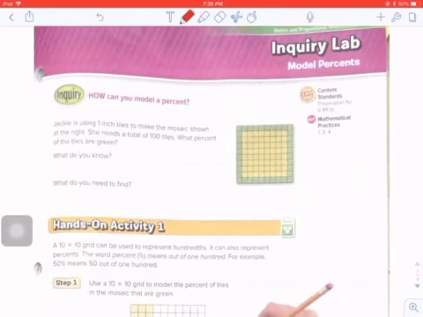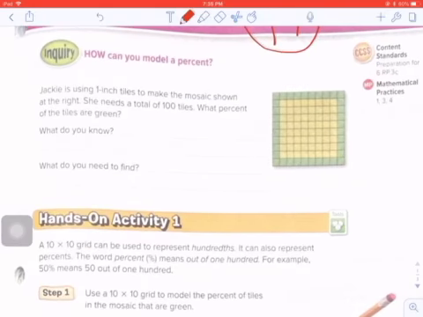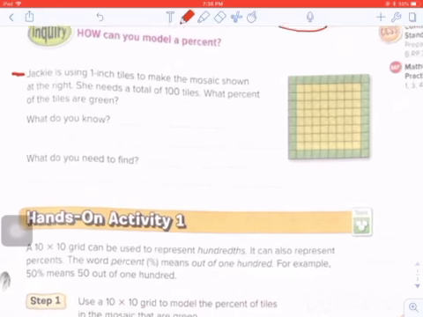Here again, we're going to go through the inquiry lab in our book about modeling percents. So it's on page 97. If you're not there, why don't you pause the video and open up to 97. The problem starts off by saying Jackie is using 1-inch tiles to make the mosaic shown at the right. She needs a total of 100 tiles. What percent of the tiles are green?